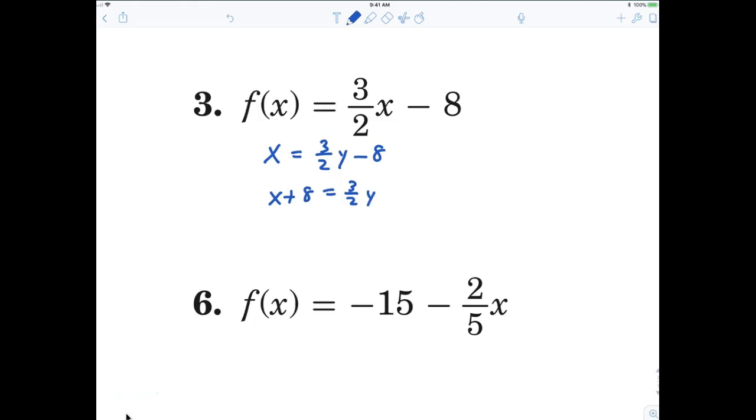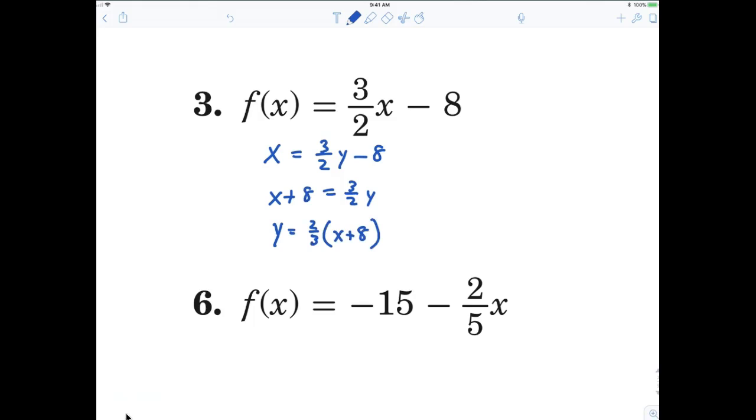So am I good with that? Now, how do I undo a fraction? Divide. Multiply by the reciprocal. So this is an acceptable answer, guys. So y equals 2/3 times x plus 8.